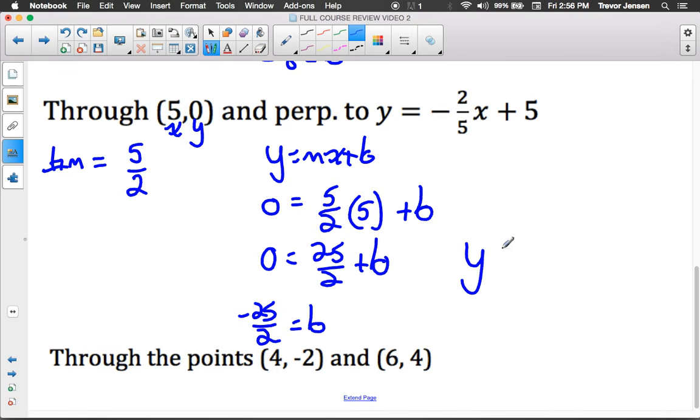So my equation of my perpendicular line, I use my perpendicular slope, 5/2. x minus 25/2. That's the equation of a line that's perpendicular to this line and goes through that point.